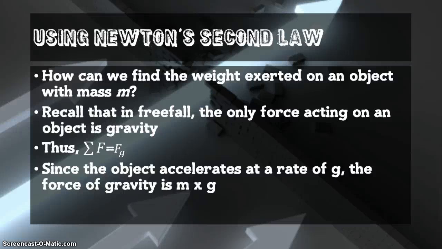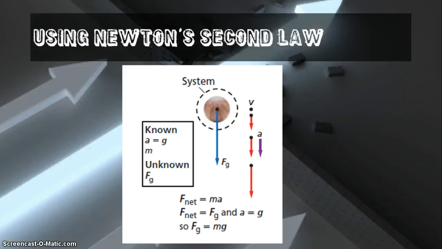So since the object accelerates, as we know, at a constant rate of g, or 9.8 meters per second squared, in the downward direction, the force of gravity is the mass times the acceleration. So the force of gravity is going to be m times g, or m times 9.8. And that's how we're going to find the weight of an object, is taking its mass and multiplying it by 9.8.